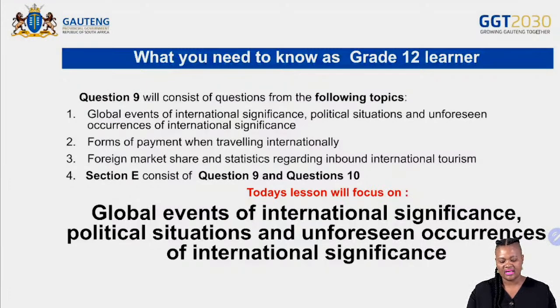which is going to be the topic global events of international significance, political situations and unforeseen occurrences of international significance, it's also important to be aware that it's not the only question that's going to be asked within question 9, but we're just going to be focusing on global events as a topic, global events of international significance. So what's important to know about today is that today's lesson will mainly focus on global events of international significance, political situations, and unforeseen occurrences of international significance.